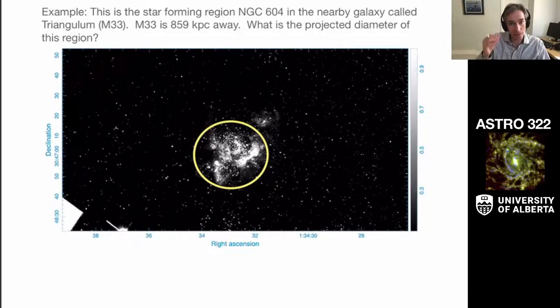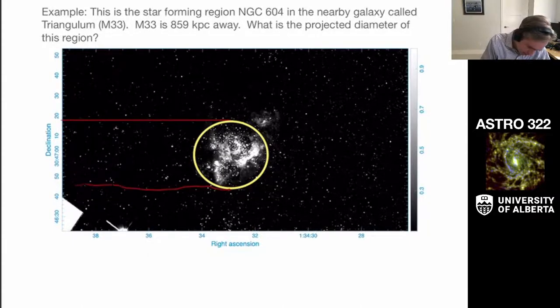But what's cool about this is that with this map, we can measure how big this object is if we know how far away it is. So what I can do is measure from one side of this object to the other. I want the diameter of it, and I want it in projection. So I just measure over here, and it looks to be about 18 arc seconds. I'm just reading off the scale here.